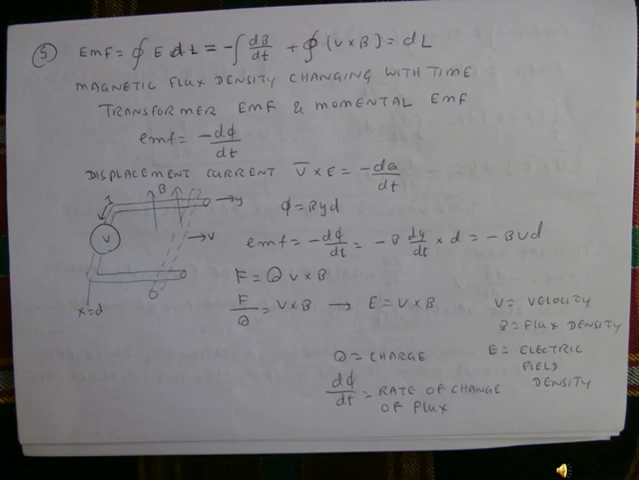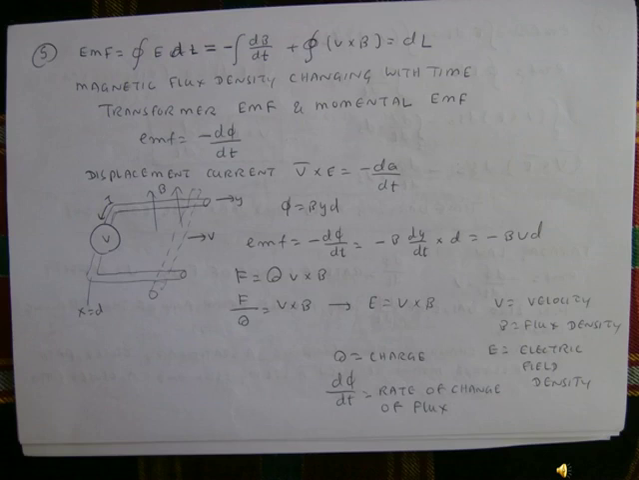So the force can also be calculated: F equals Q V cross product B. F is the force, Q is the electric charge, V is the velocity, and B is the magnetic flux density. Therefore, F divided by Q equals V cross B, or E equals V cross B. So in this case, V is the velocity, B is flux density, and E is the electric field intensity.